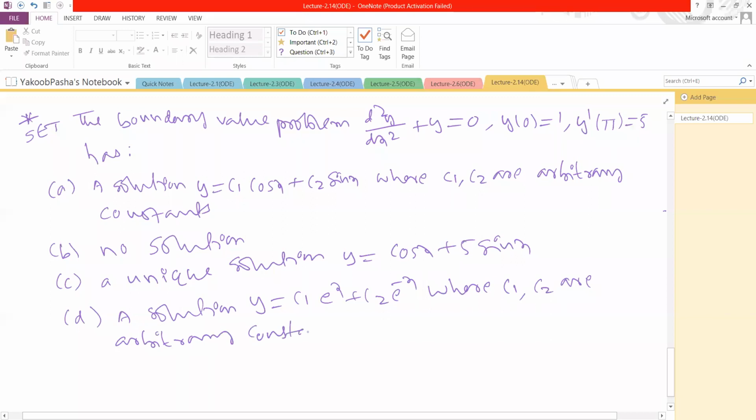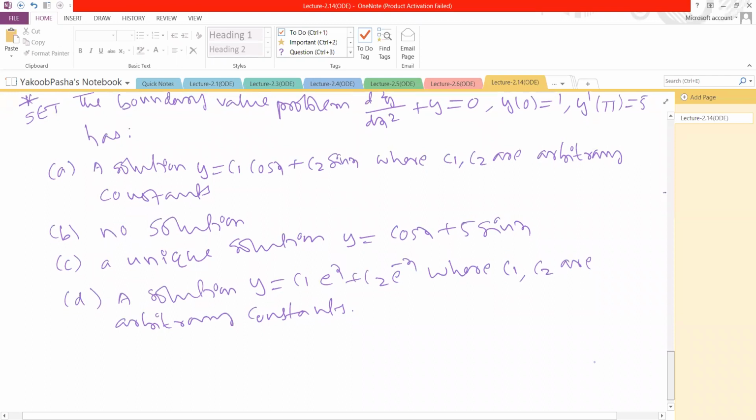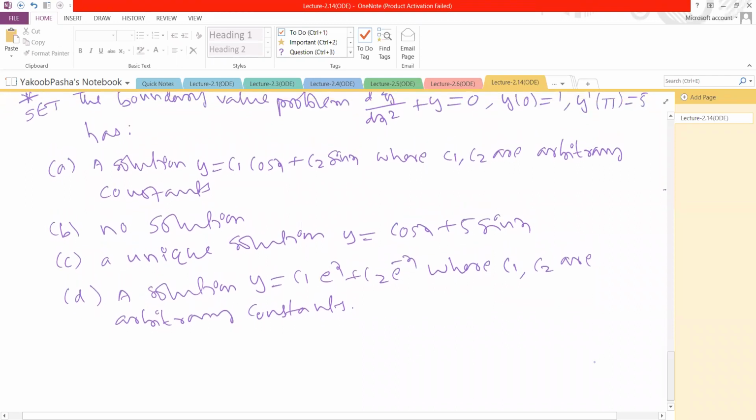Okay. Now first we have to find the solution of the given equation. It is a homogeneous equation, so we have to find only the complementary function. First I am taking the auxiliary equation m square plus 1 is equal to 0. That is, m is equal to plus or minus i. Therefore, the general solution y is the complementary function, so this is equal to c1 cos x plus c2 sin x.